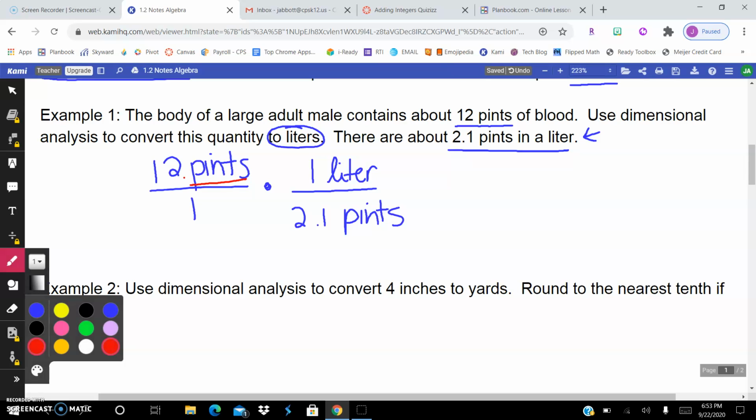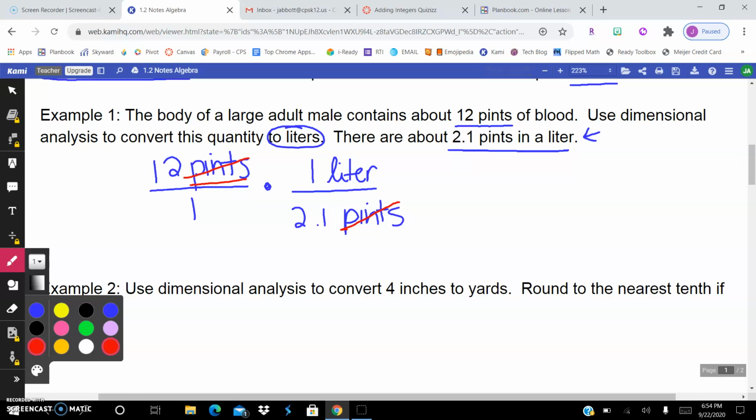And we can cancel out our units, pints, 1 on the top, 1 on the bottom. It's just like if you had a 5 on the top and a 5 on the bottom. 5 divided by 5 is 1. 1 times anything isn't going to change, so they cancel out. Now, the only unit that we have left here that didn't cancel out is liter, and that's exactly what the question asked, to convert this to liters.